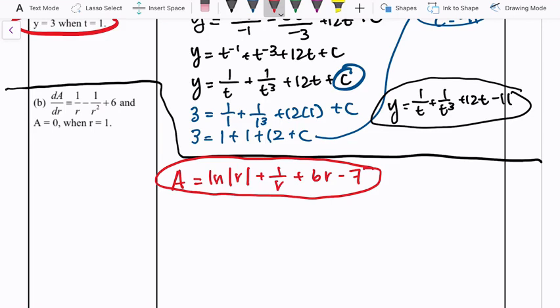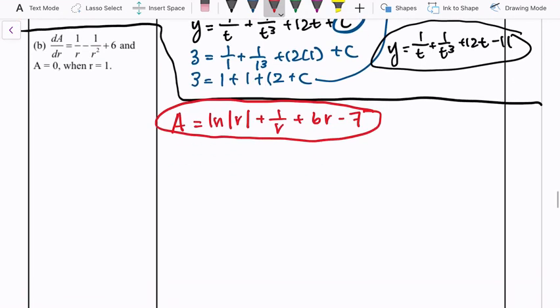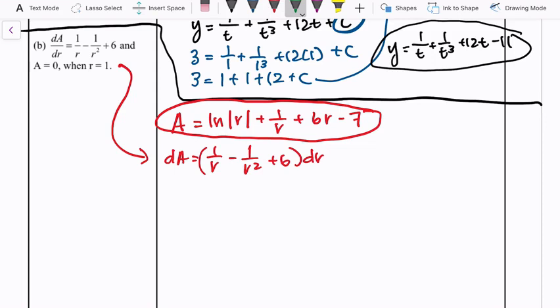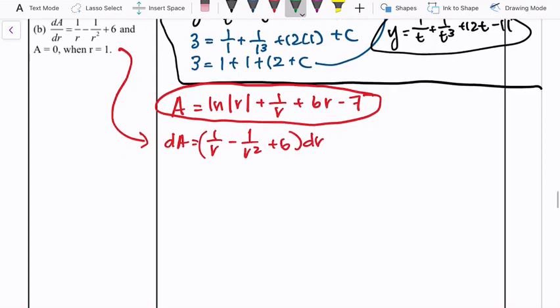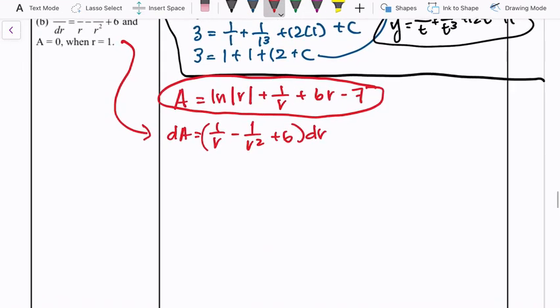If that's not quite what you got, let me explain how we got there. So I know from here, I would have split up my variables, so dA is equal to 1 over r minus 1 over r squared plus 6, and all of that would be multiplied by dr. I probably also would have fixed my exponents a little bit, just so I can do those power rules.